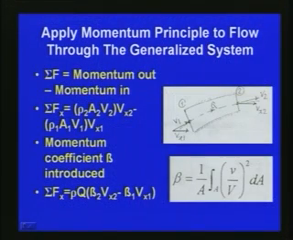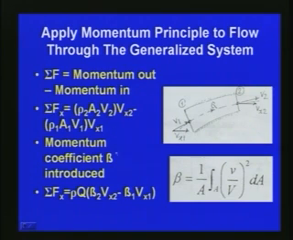The generalized equation can be written as sigma F is equal to momentum out minus momentum in, where sigma F is the algebraic sum of the forces. In the x direction, sigma Fx is equal to rho 2 A2 V2 into the velocity in the x direction Vx2, minus rho 1 A1 V1 into Vx1.